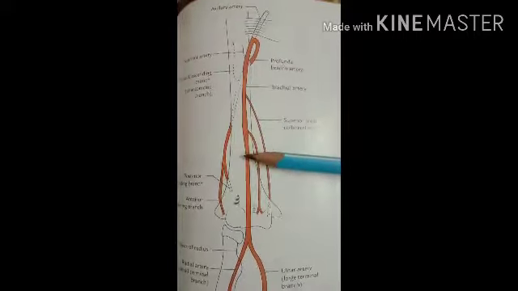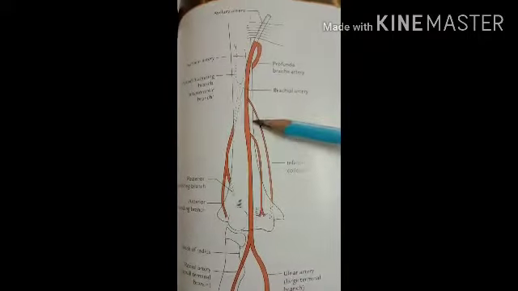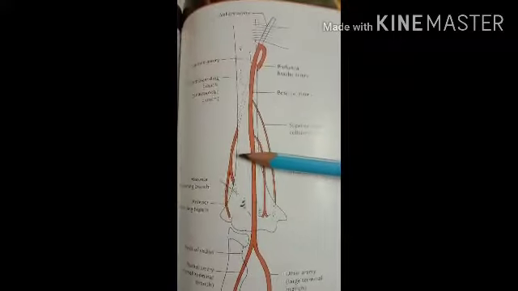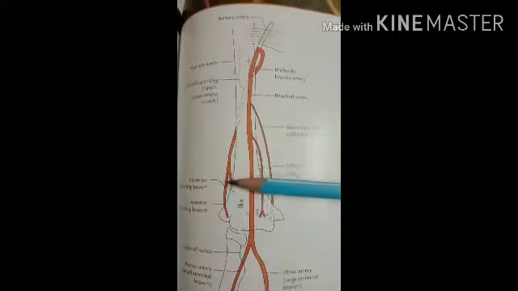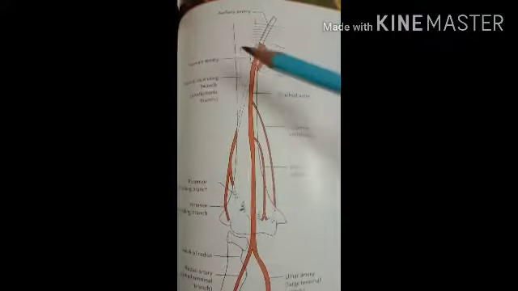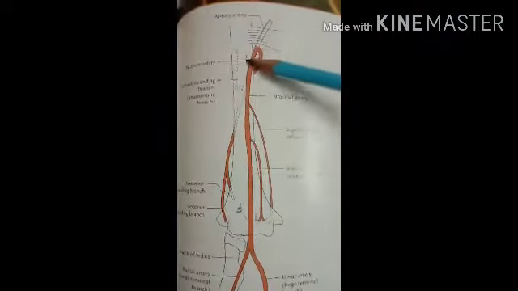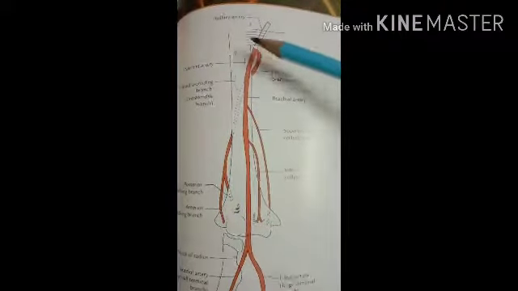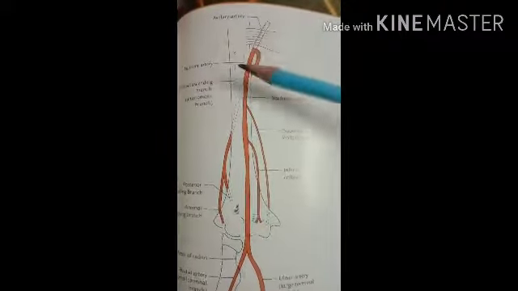Then it crosses the spiral groove on the posterior surface, and then it goes in a downward direction in this way. Then the third branch, the nutrient artery. Here you can see the nutrient artery that enters into the humerus and supplies nutrition to the humerus.